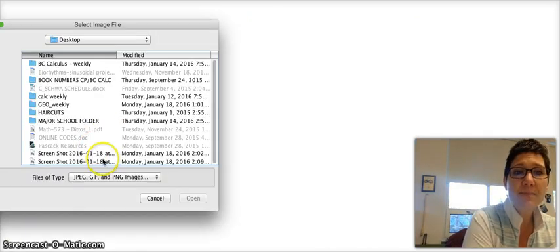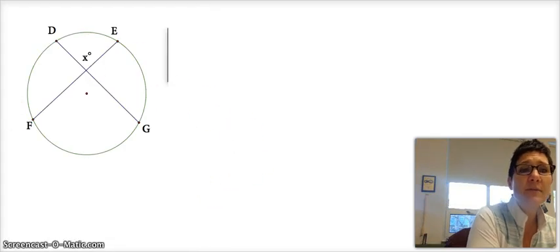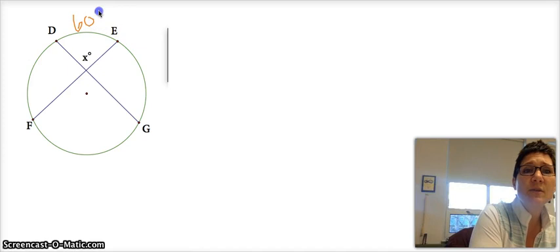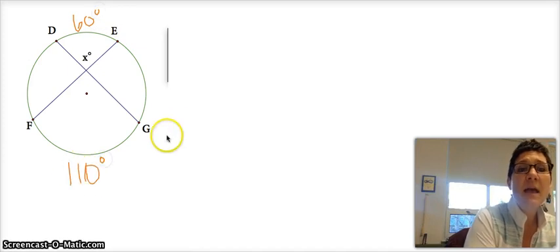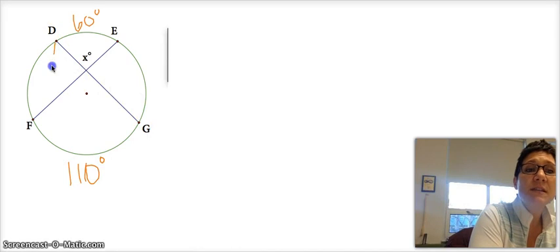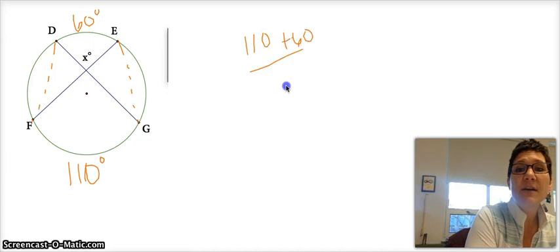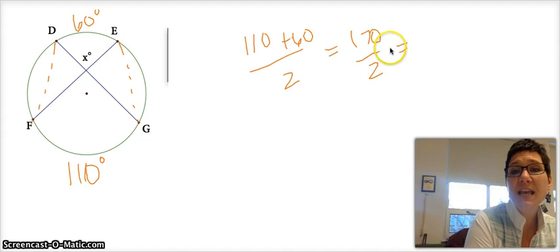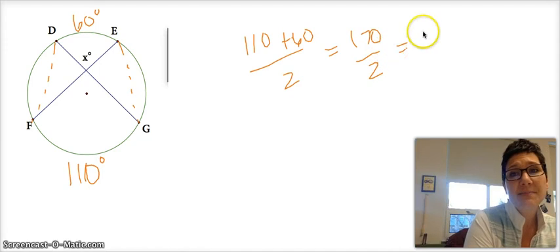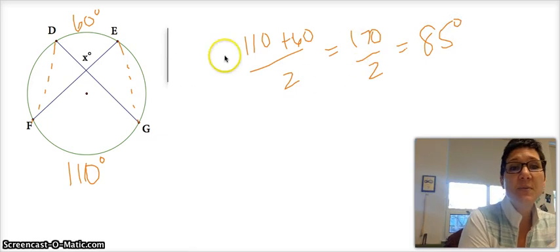So I'm going to insert a new picture, and we're going to pick more values. Let's make this 60 degrees. And let's make this 110 degrees, okay? Now, let's predict what it's going to be. If I do 110 plus 60 and divide it by 2, I'm going to get 170 divided by 2, and half of 170 is, come on guys, 85 degrees, exactly. So if you did it on your calculators and want to hit pause, you could do that.